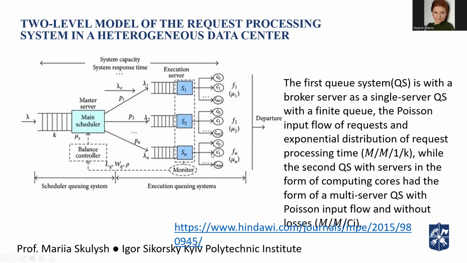sends the requests into different queues, but these queues are monitored by a monitoring system, which sends information to the balance controller. And the balance controller works with the main scheduler to upgrade and propose changes to the algorithms of the main scheduler. So this idea is quite something like backlog.